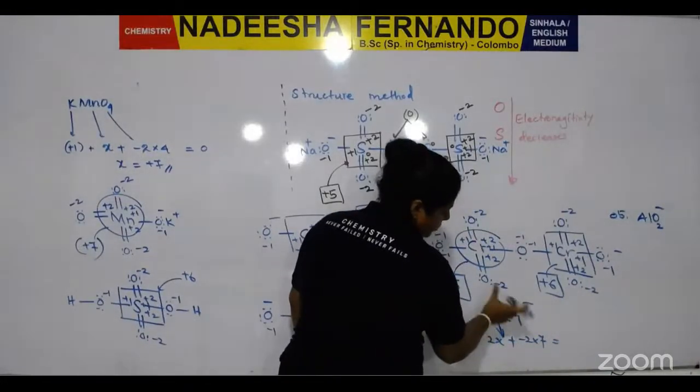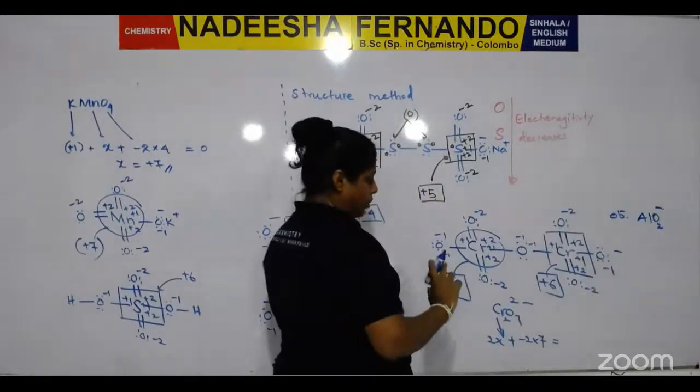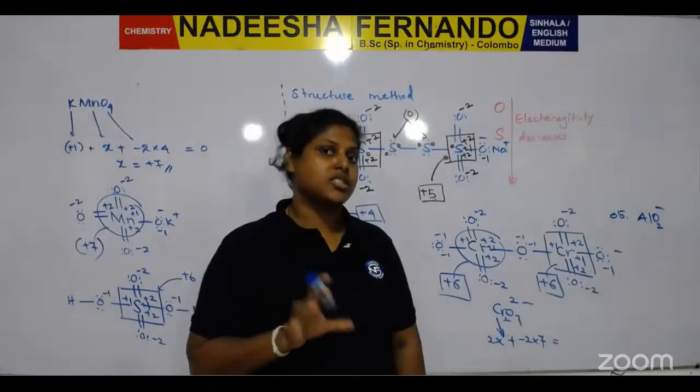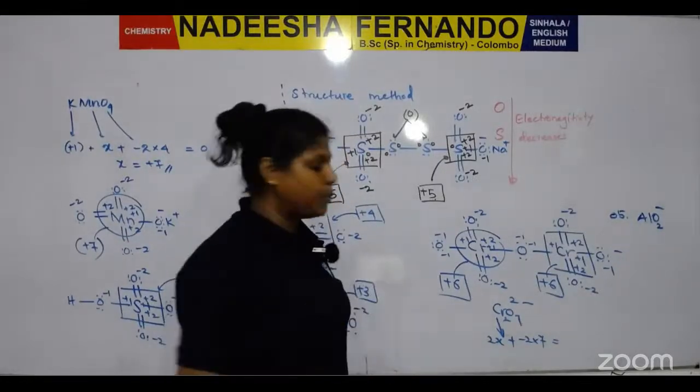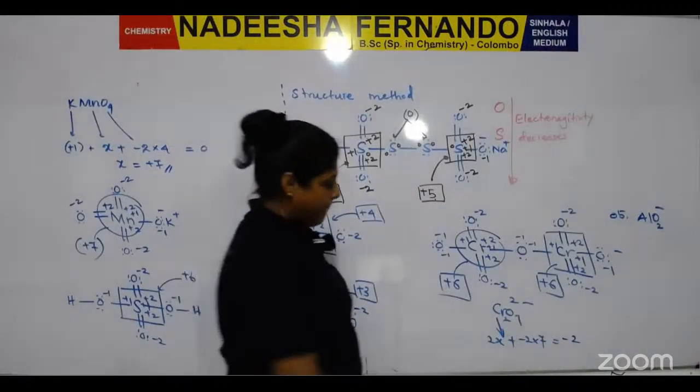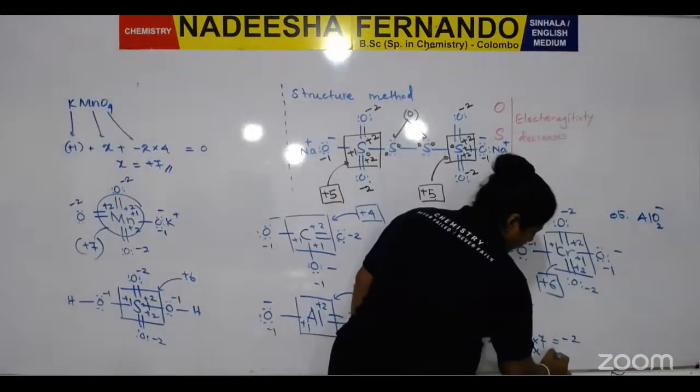Overall charge, because this one is an ion. The sum of the oxidation state of the chromium and the oxygen will be equal to the overall charge, that is minus 2. So when you simplify this, X will be plus 6.